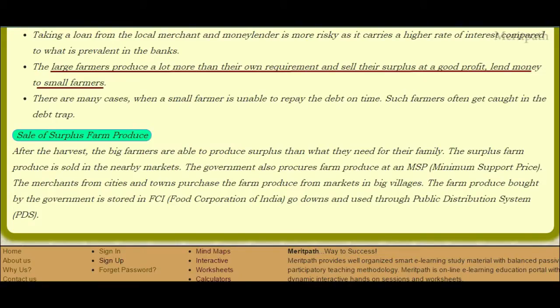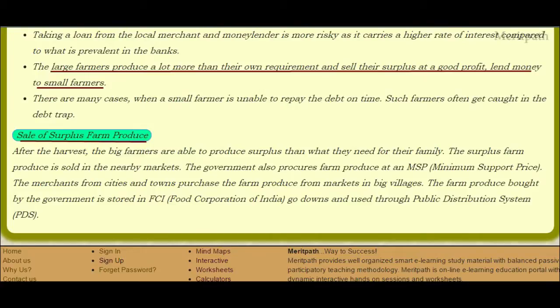Large farmers produce more than their own requirement and then they sell their surplus at a good profit, and then they lend money to the small farmers. There are many cases when a small farmer is unable to repay the debt on time and they get caught in the debt trap.